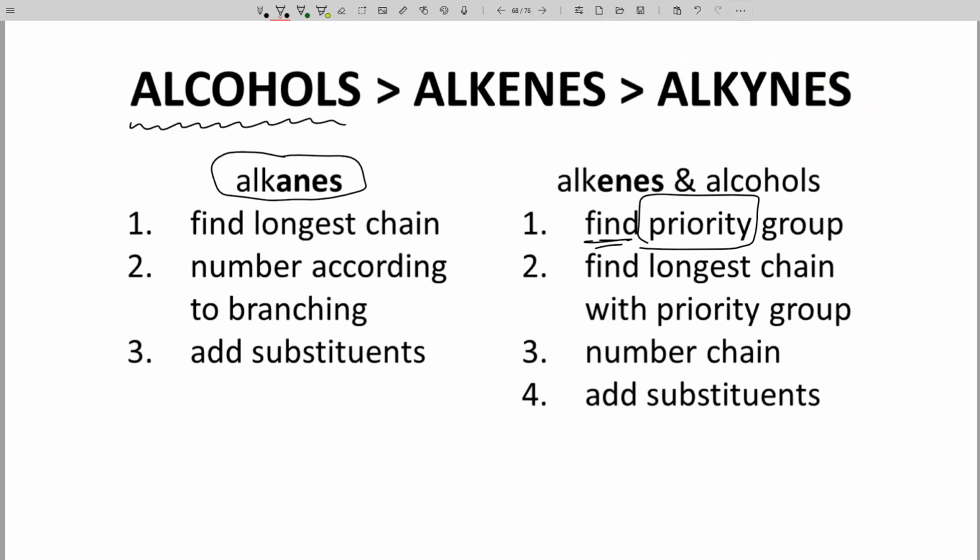So when we do these problems, we're going to have to find our highest priority functional group. Once we find it, we're going to find the longest chain with the priority group. And then we'll number the chain, and then we'll add the substituents. So our first step is to figure out what is the key functional group for the molecule. And then we can start following our usual steps that we saw with alkanes instead.